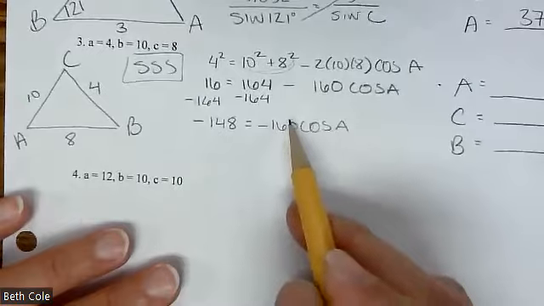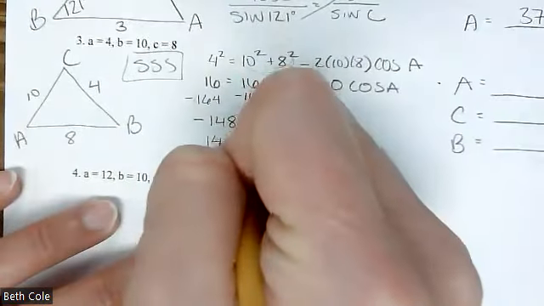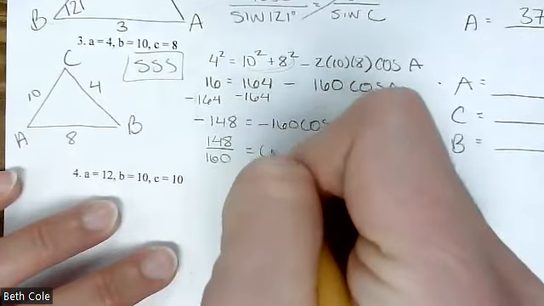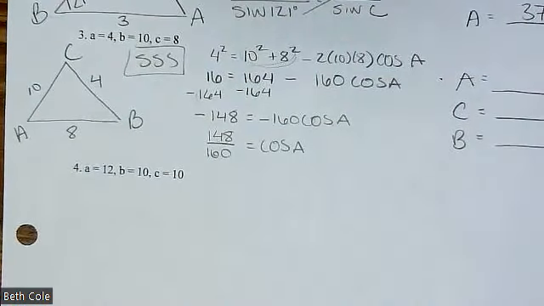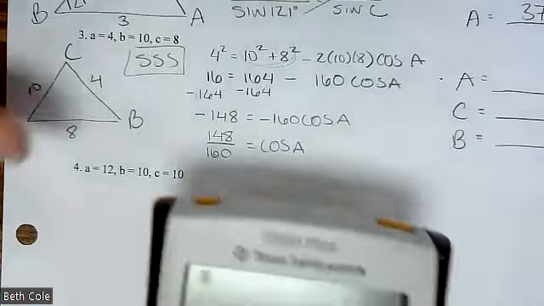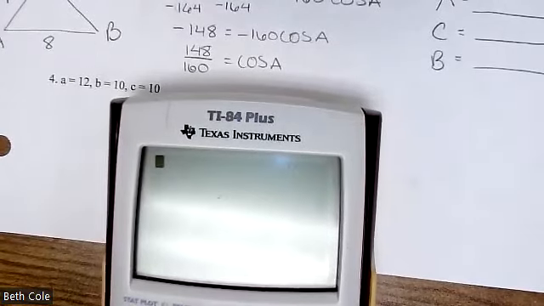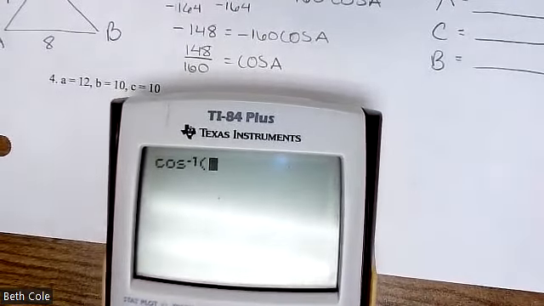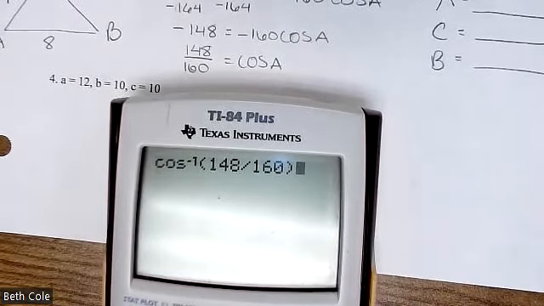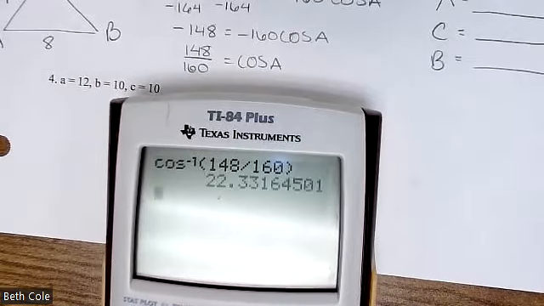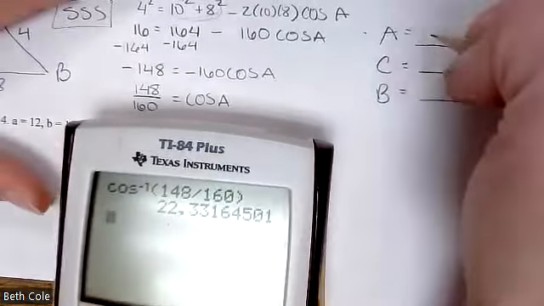So to get the cosine by itself, what would you do with this? Yeah, divide. I would just write it as 148 over 160. That reduces, but who cares? Because how are you going to type this? Because you want an angle. Good. Inverse cosine. So second cosine, 148 over 160. I don't bother reducing it because the calculator is just going to do it for you. And so that's angle A.